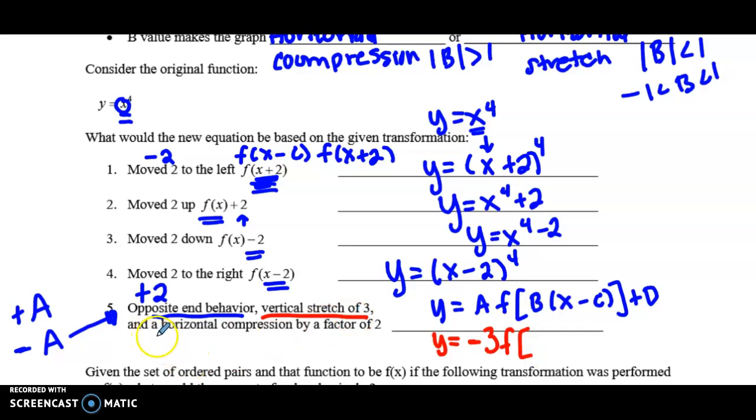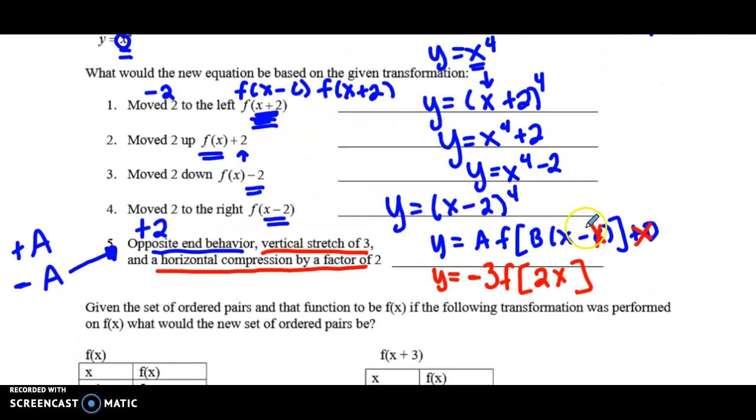Now a horizontal compression by a factor of 2. Compression means that it's going to change my b value to be 2. Now notice I don't have any horizontal or vertical movement. So if I don't have any horizontal or vertical movement, the c value is basically 0. I don't need it. And the d value is 0 because I haven't changed it at all. So it's y equals -3 times f of 2x. Now, this is a little bit trickier here. I am actually just going to erase this for a second so we can see this a little bit easier.